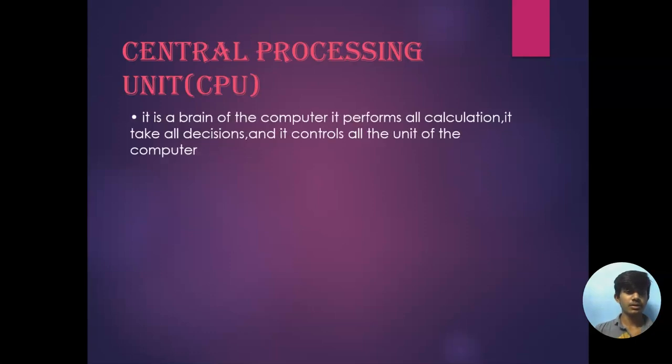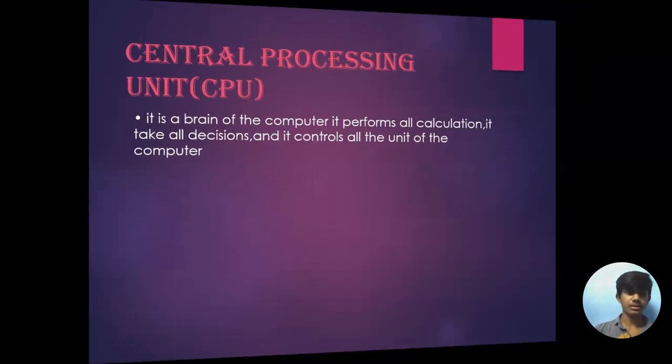Next is the central processing unit, called CPU. It is the brain of the computer. It performs all the calculations, it takes all decisions, and it controls all units of the computer. The CPU is the heart and brain of the computer. It calculates mathematical problems in a second, and it will process them.